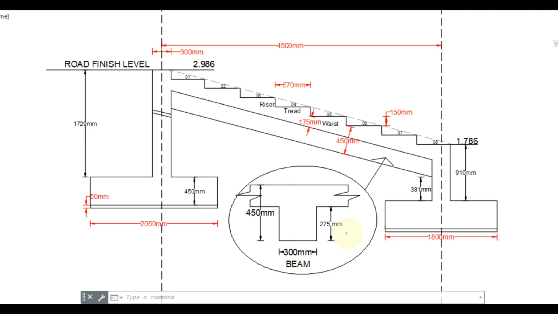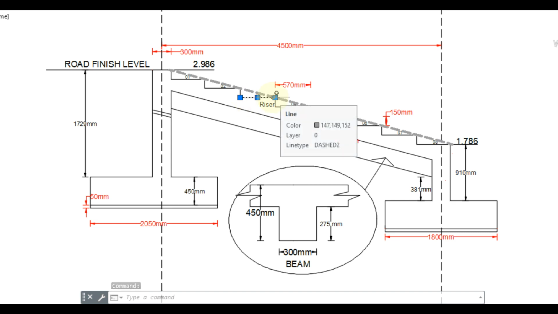In this video, let us see the components of the RCC step and its sizes, and also discuss the reinforcement details. The horizontal part of the step is called the tread. Normally, its size for an RCC step is 500 to 600 mm, but in a domestic building, it should be between 275 mm and 325 mm.